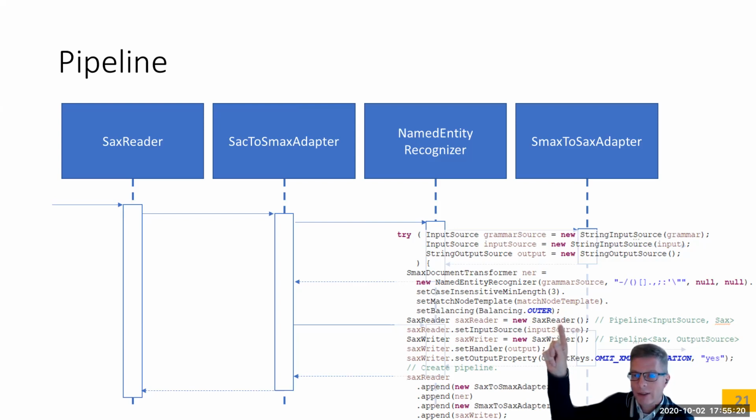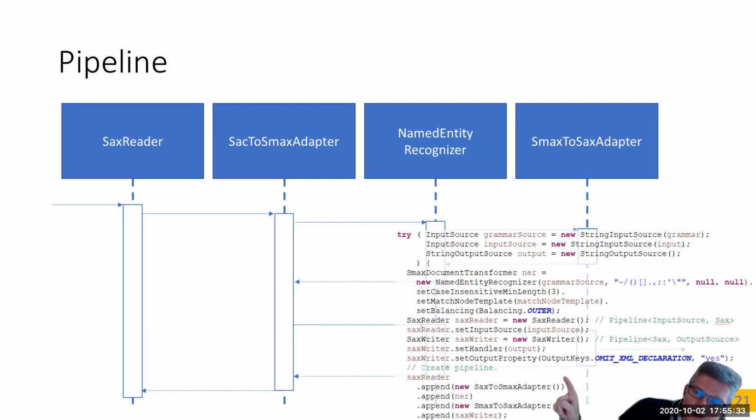We make a SAX reader that reads SAX events. It has an input source. There's a SAX writer that can output SAX events. And then that also has an output property. It will output an XML declaration. And then we can create a pipeline. So we have the SAX reader. We append the SAX to SMAX adapter. We append the named entity recognizer, append a SMAX to SAX adapter, and then append the SAX writer. And that forms a complete pipeline, which actually works because, as I said, this is one of the unit tests.